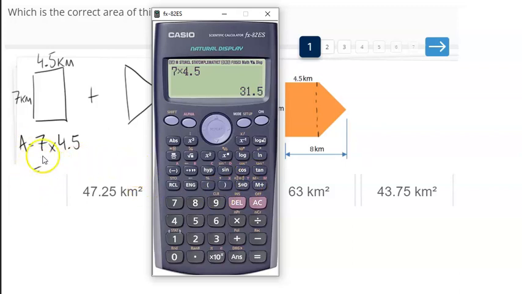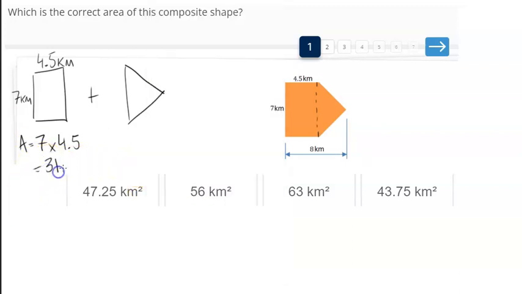So 31.5 square kilometers. That little square just indicates that we're dealing with area, 2 dimensions. Alright, the triangle is base times height. Now this has been rotated, but we still have to remember that this here is going to be my base length, and this here is going to be my height length.